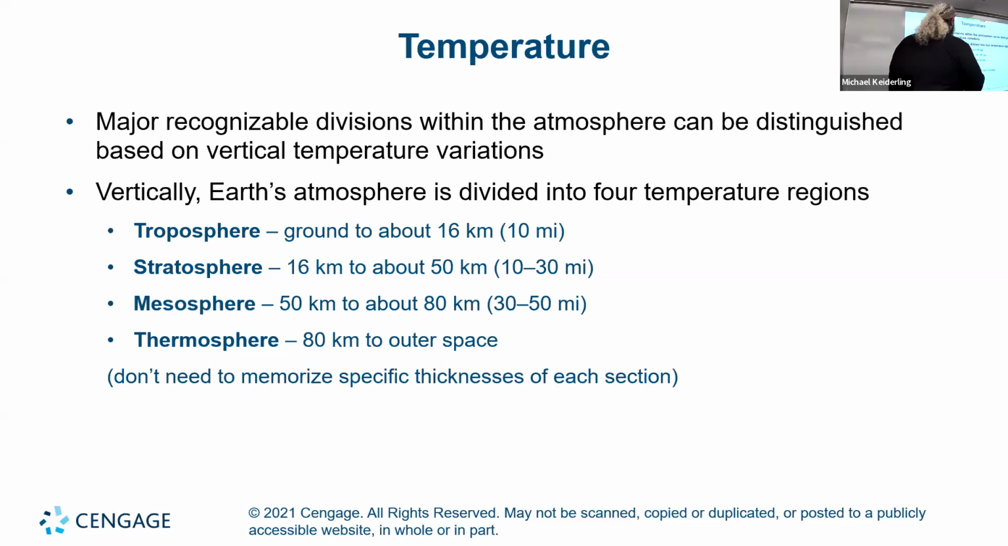Next, above the stratosphere is the mesosphere. Once again, as you go up, it gets colder. This is from about 30 to 50 miles. And then above that is the thermosphere, which goes from about 80 kilometers to outer space. You don't need to memorize the specific thicknesses, but you do need to be able to recognize them on a graph.